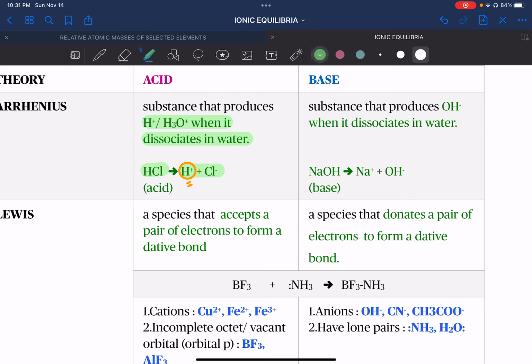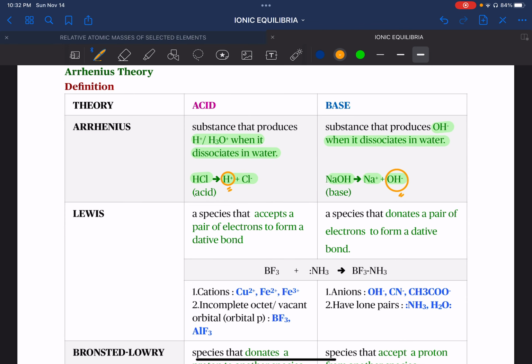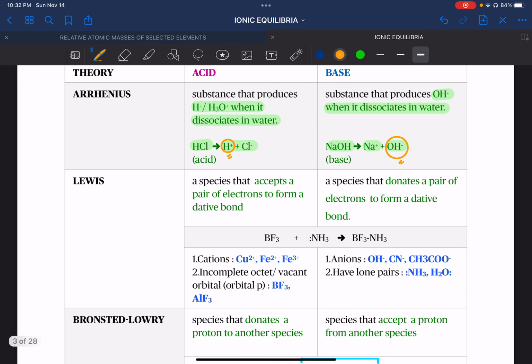In contrast to base, base is a substance that produces OH minus when dissociated in water. Okay, for example, we have NaOH. So in water, dia akan jadi Na plus and OH minus. So since NaOH produces OH minus, NaOH adalah Arrhenius base. Okay, so remember, acid is any substance that produces H plus. Base is any substance that produces OH minus. Okay. Next, we move on to Lewis.